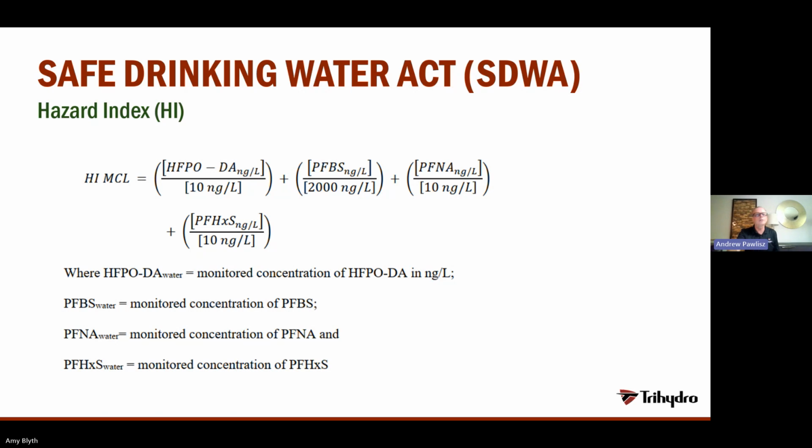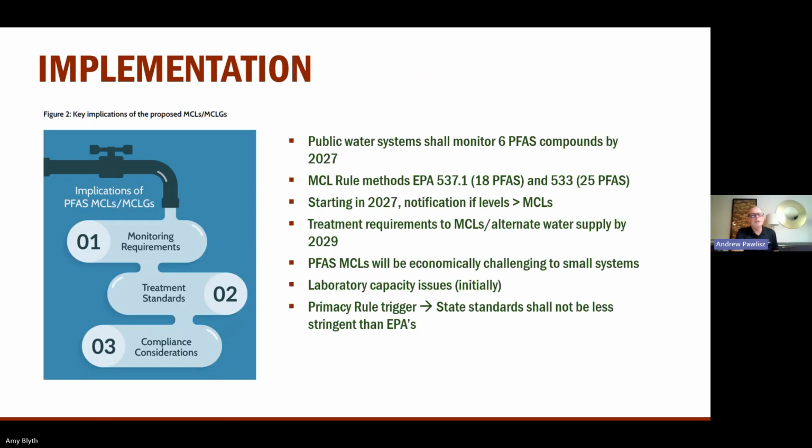Next slide, moving along. In terms of implementation, public water systems are to monitor for the 6 listed compounds by 2027, specifically using methods 537.1 and 533. And those will be covered by the speakers on this webinar in detail. And then public notification is required if MCLs are exceeded, and the treatment will be needed to the MCL levels or alternate water supply provided by 2029.